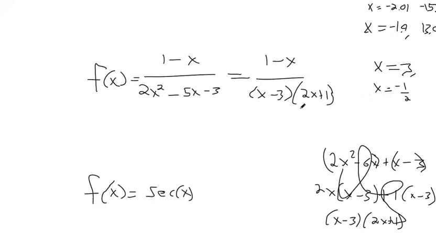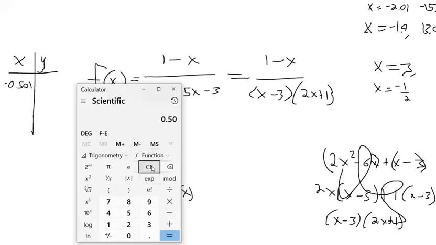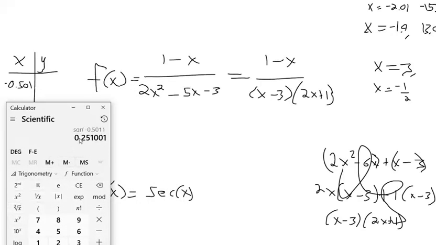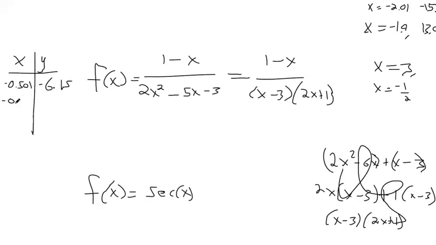So to check the behavior, you could use a graph, or you could do what I did up above, where you just check some numbers that are really close. So I'll make a quick table. I'll check what's going on to the left of x equals -1/2 first, I guess. So I'll do -0.501. I'll plug that in and see what we get. Let me square that, times 2, and then -0.501 times -5. That's a negative times a negative, so that makes a positive. In the numerator, if I do 1 minus a negative 0.501, that's the same thing as adding 0.501. So I get -6.15.